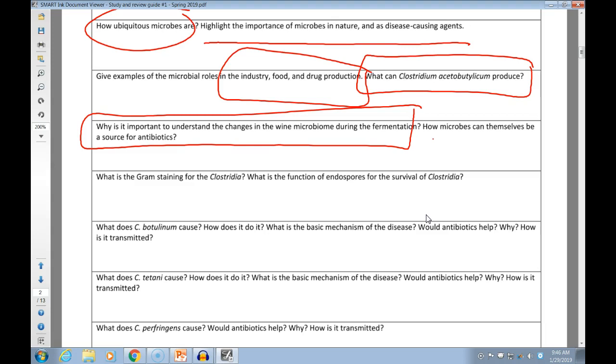Now, for this one, how microbes can themselves be a source of antibiotic. Remember, antibiotics are the chemical warfare because they fight other microbes. So this is how microbes produce antibiotics.